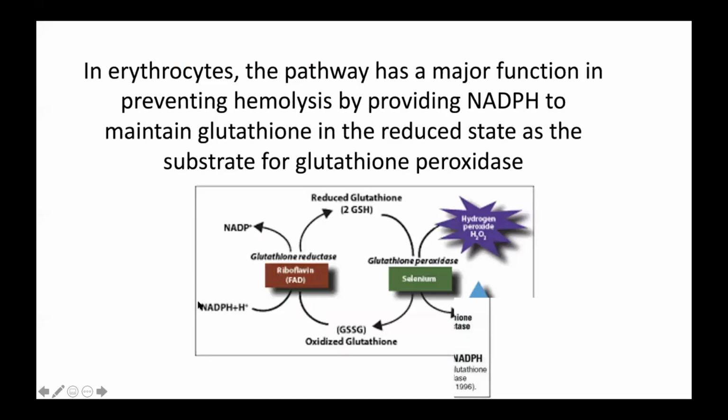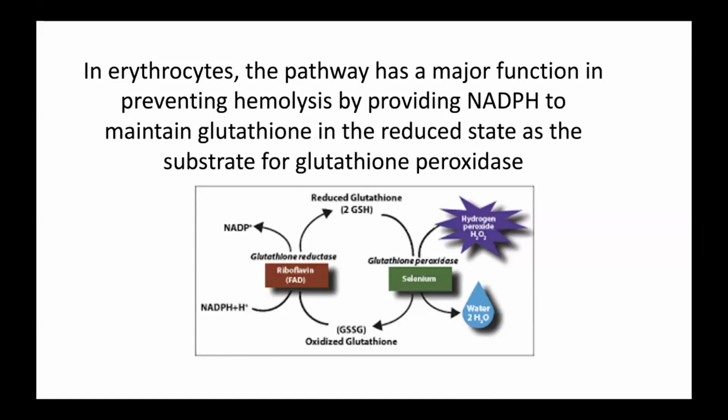Now, memorize this statement. Okay, take a picture of the slide if you want. Jot it down if you want. So in the RBC, in the erythrocyte, the pathway has a major function preventing hemolysis by providing NADPH to maintain the glutathione levels in the reduced state. It is the reduced state of glutathione, which is the substrate for glutathione peroxidase. Okay, please memorize or at least internalize this statement.